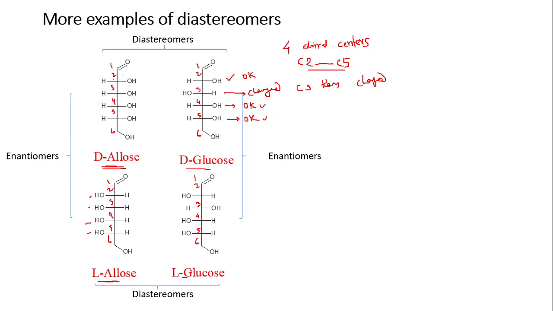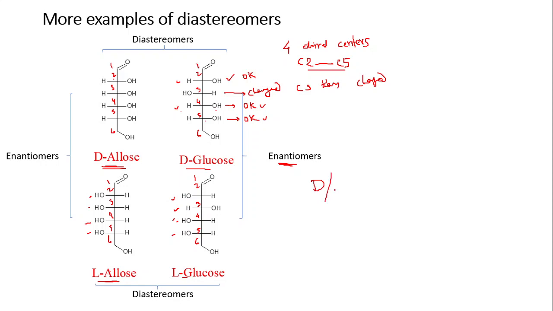D-glucose and L-glucose are also enantiomers of each other because C2 has flipped between left and right, right? So OH has moved to the left side. C3 has flipped because that is also reversed from left to right. C4 has flipped because it has moved from right to left. C5 has flipped left to right. So they are enantiomers of each other. D-allose and L-allose are enantiomers, and D-glucose and L-glucose are enantiomers.